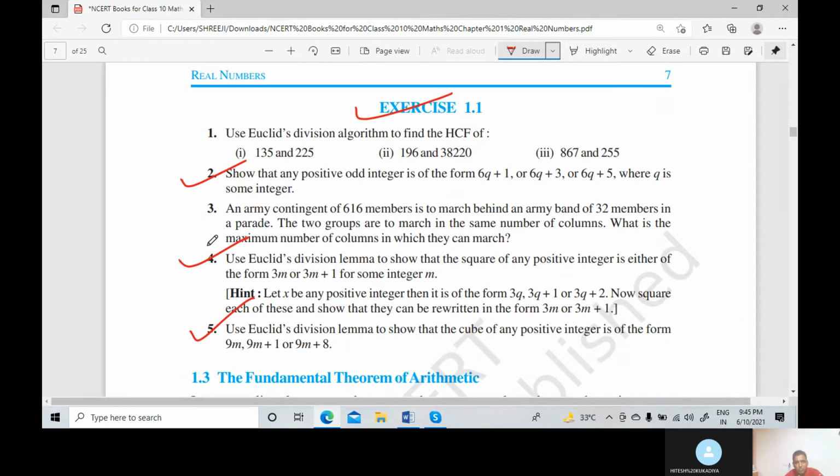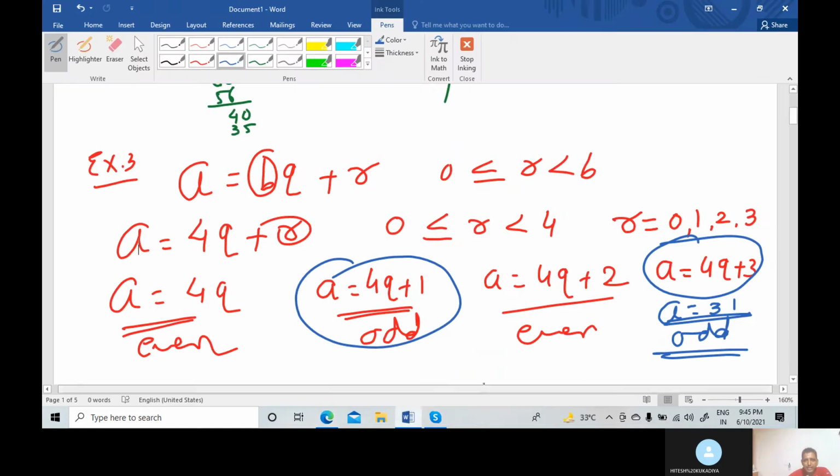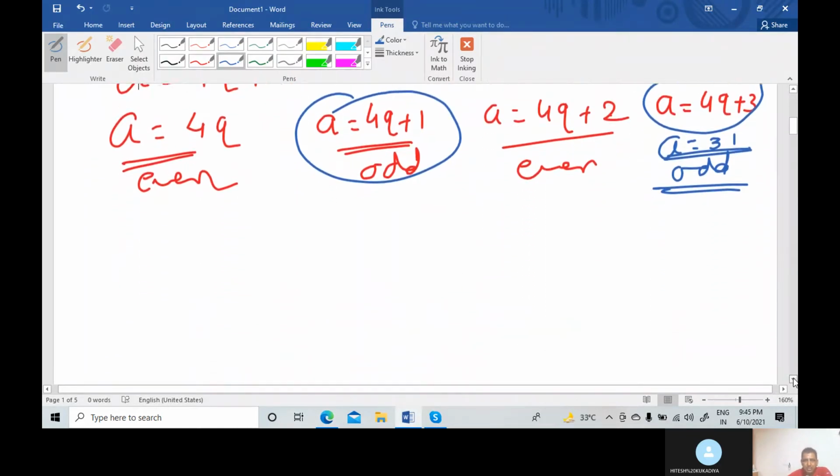Now we discuss these 3 questions. First we discuss question number 2. Look at your question: show that any positive odd integer is of the form 6q plus 1, 6q plus 3 or 6q plus 5. So first we suppose a is a positive integer, and we write Euclid's division lemma.